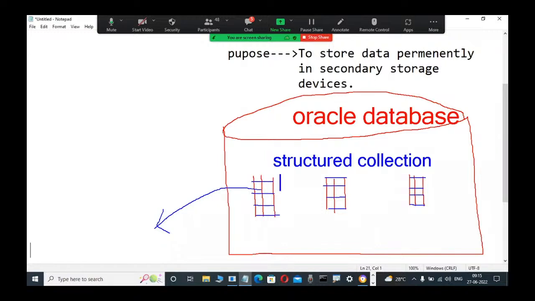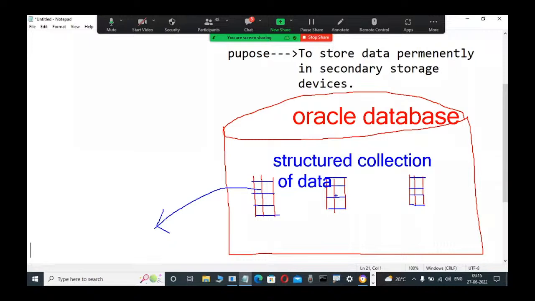What is information? One of these days I will tell you. Structured collection of data. Once there is a structured collection of data, it is stored in an organized fashion, logically, in a matrix format of rows and columns. Nowadays, that is the table format.